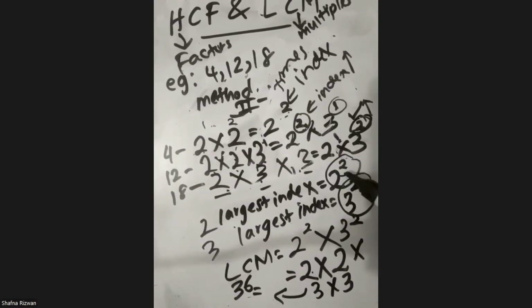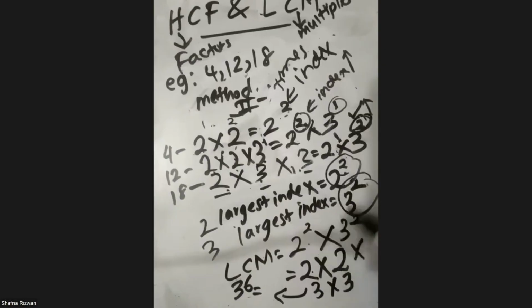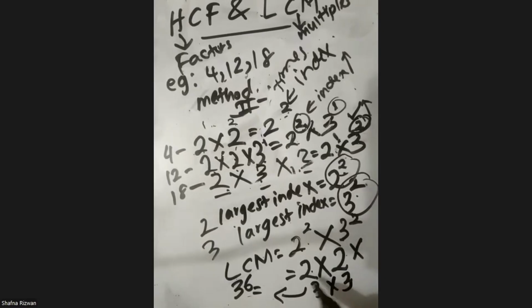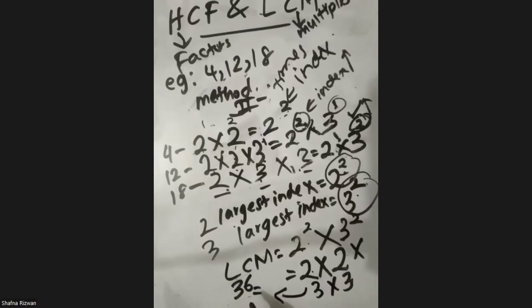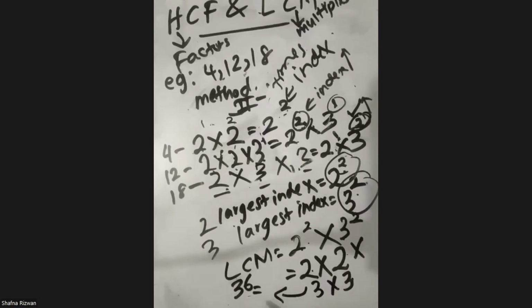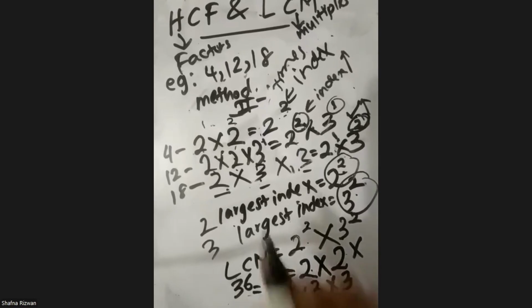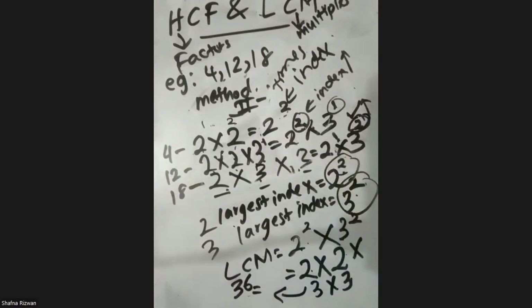And after that I will multiply these, 2 to the power 2 and 3 to the power 2, and I will make everything larger. 2 to the power 2 means 2 times. 3 to the power 2 means 3 times. And I will multiply everything. So when I multiply all of these together, I get the answer 36. So this is my LCM, the least common multiple, which you can find by using the method of writing it as a product of its prime factors.